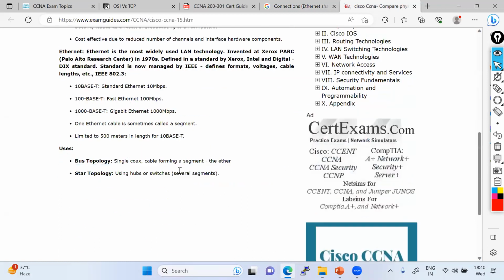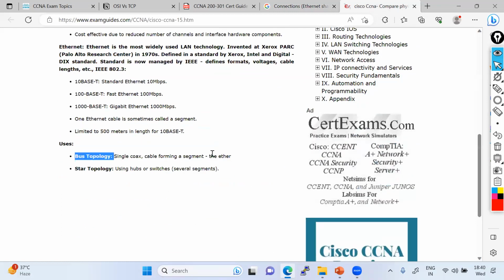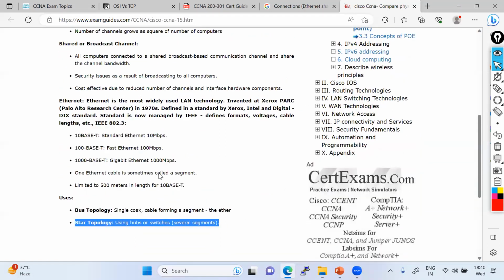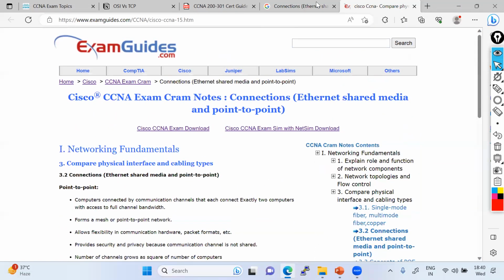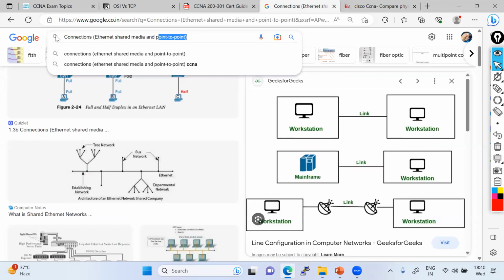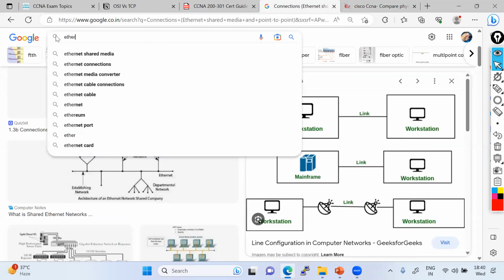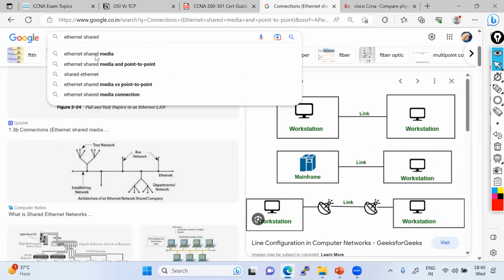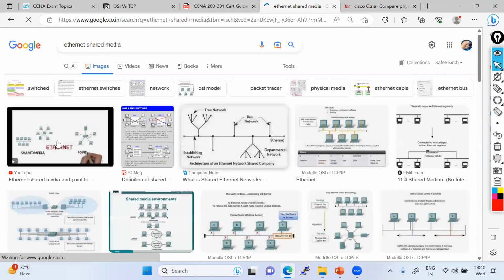So let me show you here. We have a bus topology, we have the star topology. You might be aware of that. Let me show you shared media first and then point to point. Here, let me show you Ethernet shared media. So these are the Ethernet shared media.